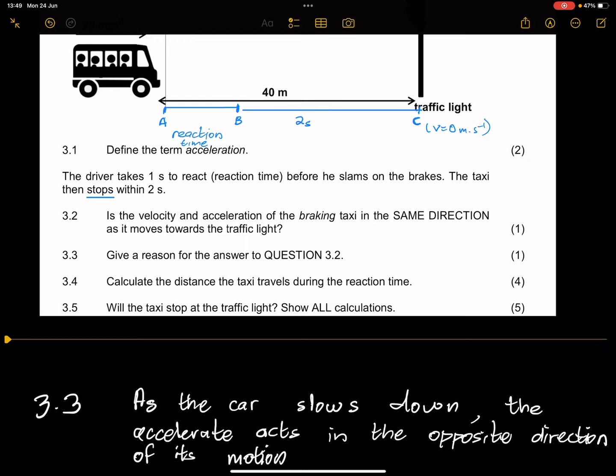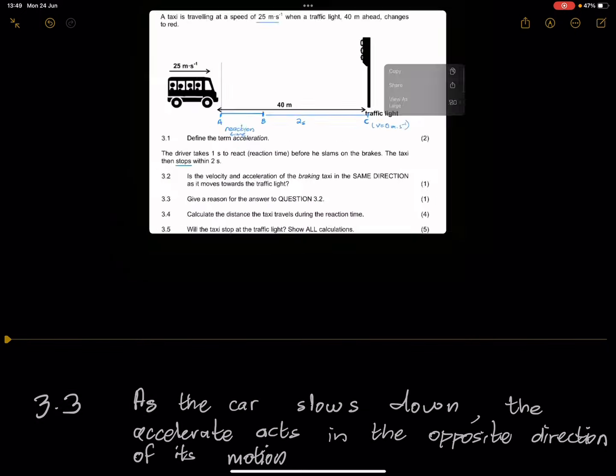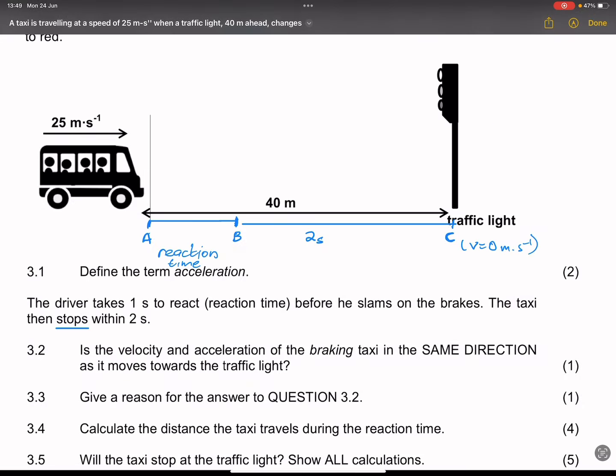Now meaning, how much distance, right? How far would the traffic light be from it? If I've traveled 25 meters from A to B, then it means from B to C, where the traffic light is, in this case, that would be 40 minus 25. That should give us 15 meters, right? So that would be the distance that we have.